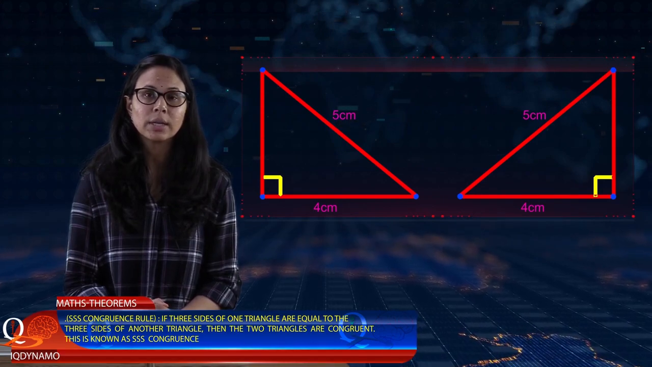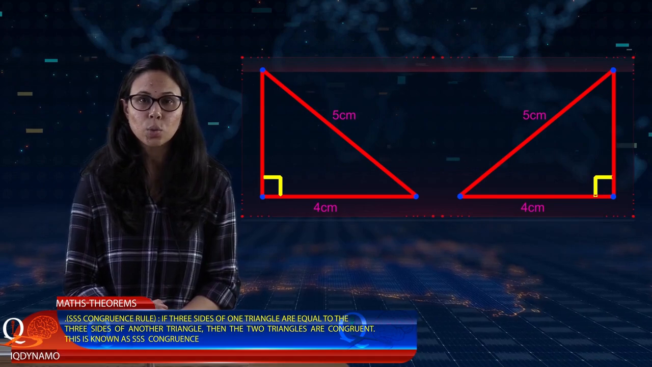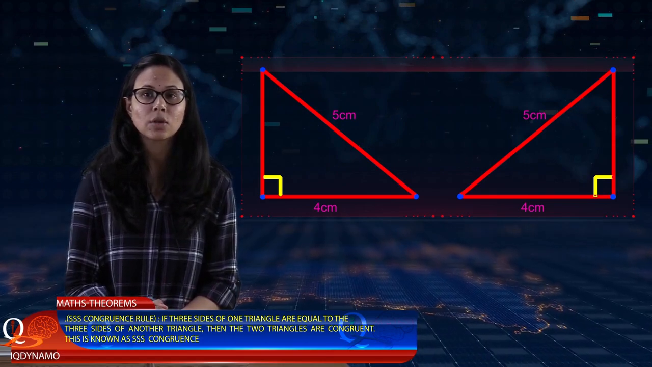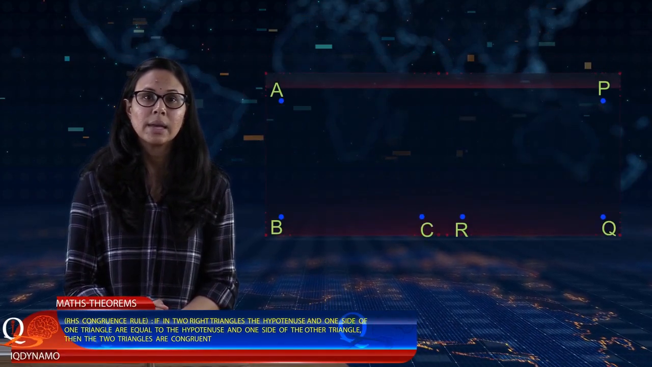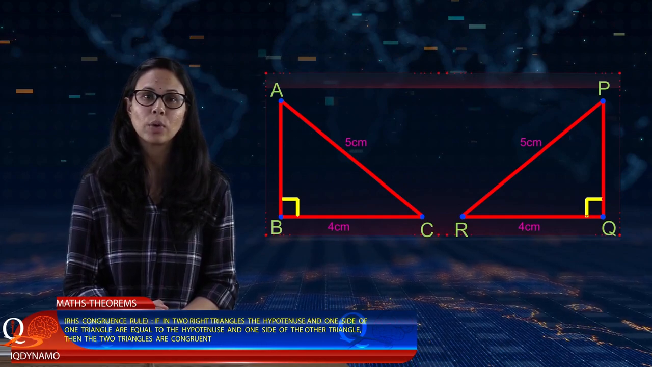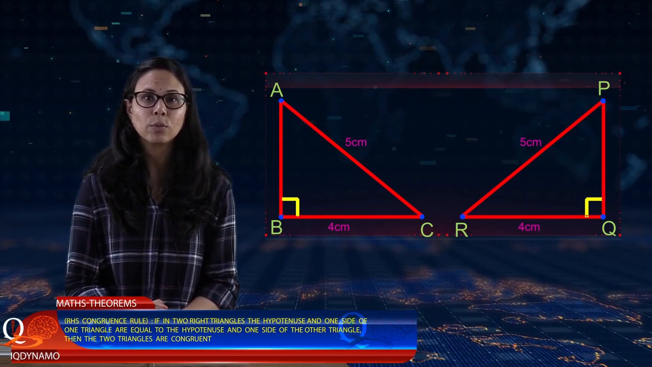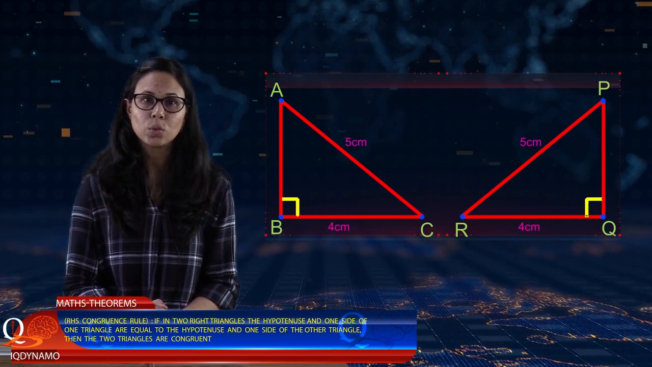SSS congruence rule. If three sides of a triangle are equal to the three corresponding sides of another triangle, then the two triangles are congruent, and this is called SSS congruence. RHS congruence rule. If in two right-angled triangles, the hypotenuse and one side of one triangle are equal to the hypotenuse and one side of the other triangle, then the two triangles are congruent.